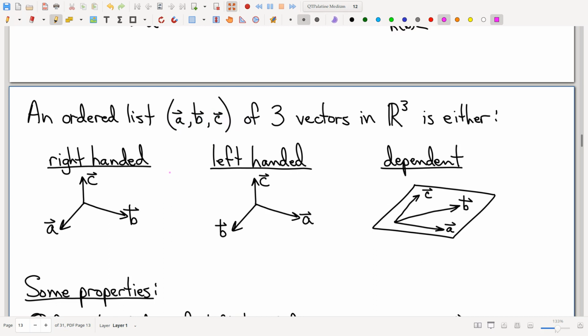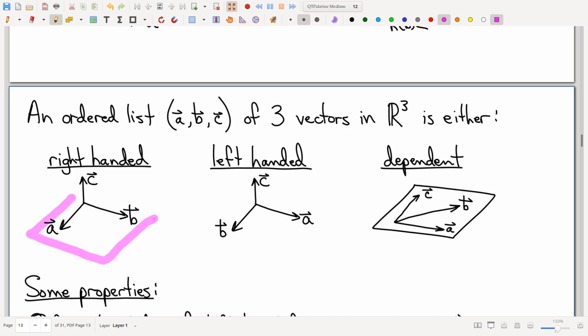So we have a right-handed list, as we've just discussed. By the way, notice this list here is left-handed. Right? A, B, C. A first, B second, C third. Check it out. With my left hand, it works just fine. By the way, just a finer point.